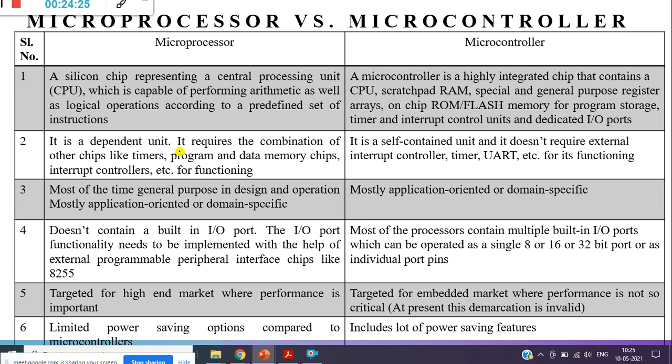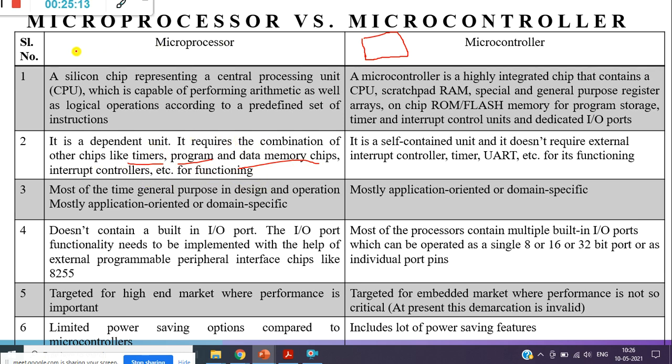Now, another difference between these two is that the microprocessor is dependent. What do you mean by that? Because it requires a combination of other chips. Here, everything was built in on a system on chip, in a single chip. I used to have a timer, interrupt controller, flash memory, everything. But the microprocessor is dependent on other chips like timer, program and data memory, and interrupt controller for its functioning. As and whenever the functions are required, I need to integrate these.